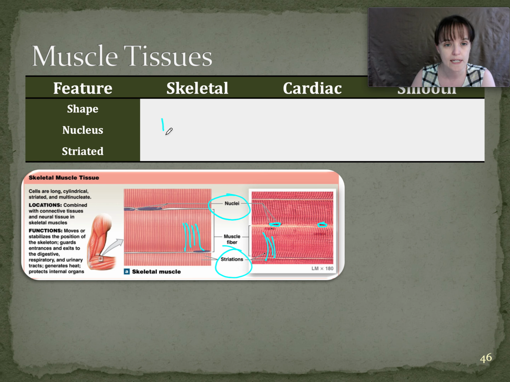So the drawing here is a long, skinny pool noodle with striations and multiple peripheral nuclei, and they're just under the edge of the cell membrane, as you can see here. So here's the cell membrane, and the nucleus is just inside the cell membrane. Peripheral, towards the edge. All right, and then next is cardiac.